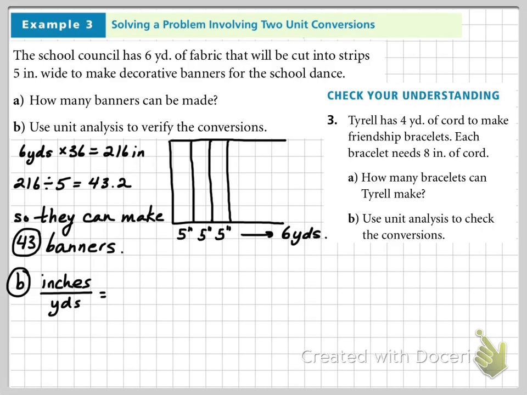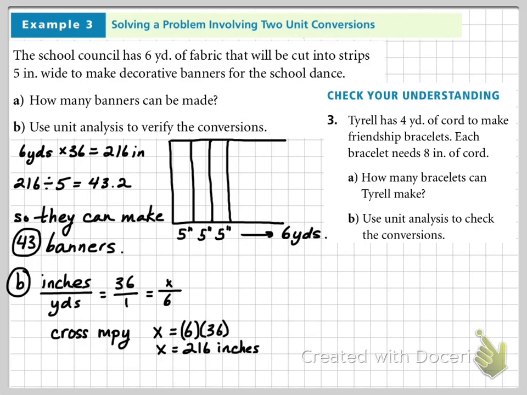In B, I can say inches to yards is going to be 36 to 1. Is going to be x to 6, and cross multiplying is going to give me 1 times x is x, and 6 times 36 is going to give me 216 inches.